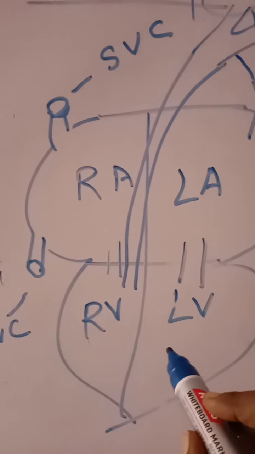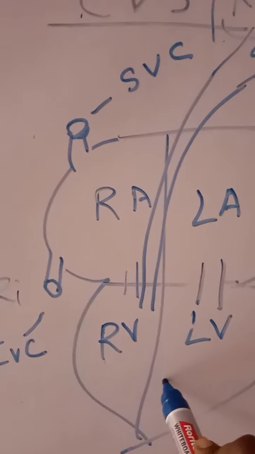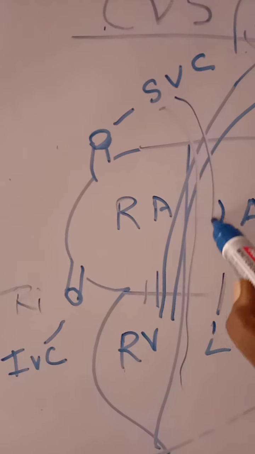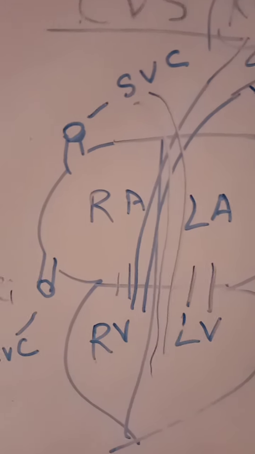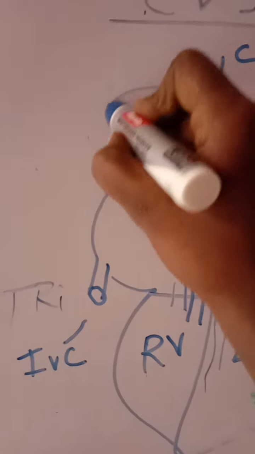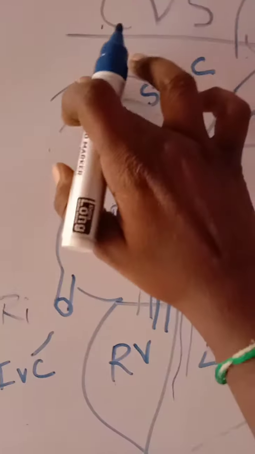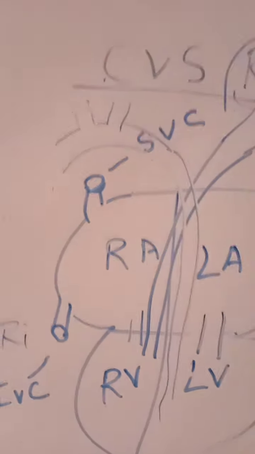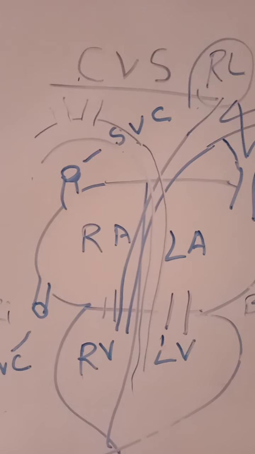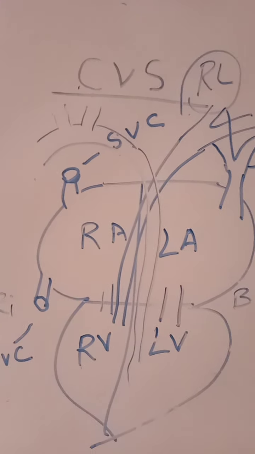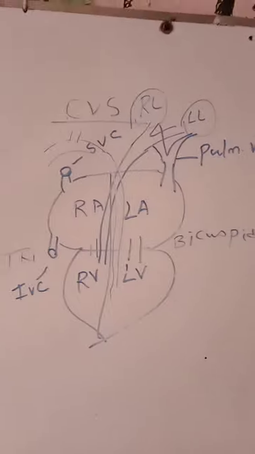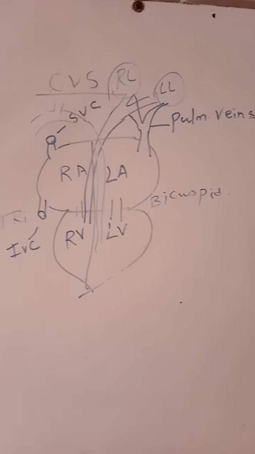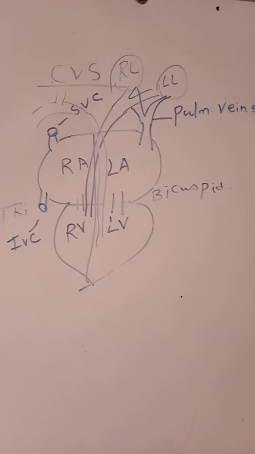And now from the left ventricle, this is the aorta. The aorta carries the oxygenated blood. From the aorta there are many branches that will take the blood to other parts of the body. Okay, so that is it. CVS is the cardiovascular system in which we have seen about the heart and other blood vessels.